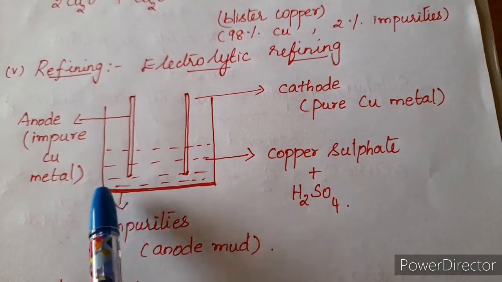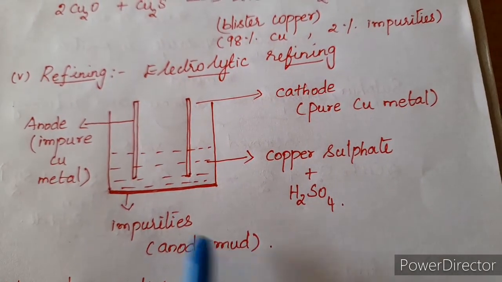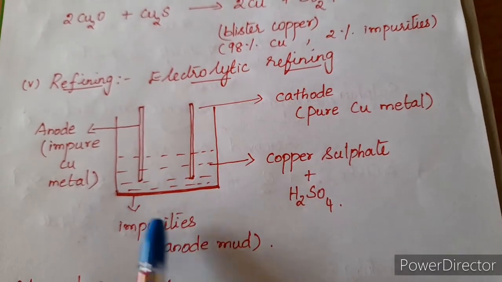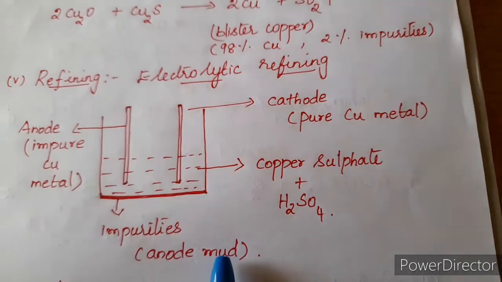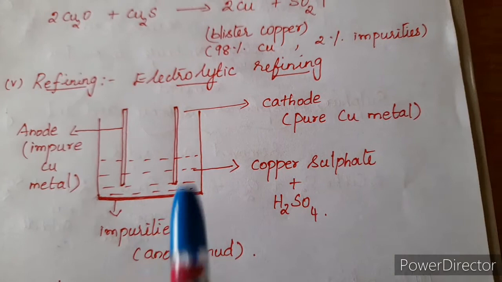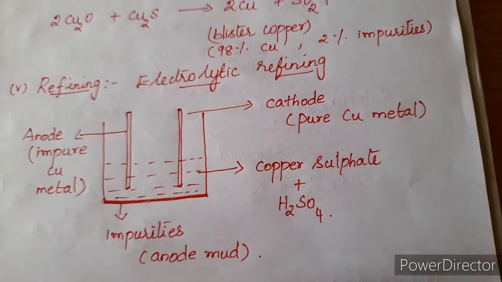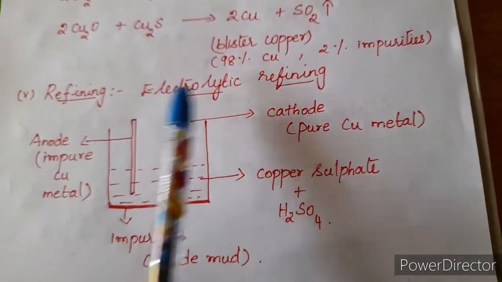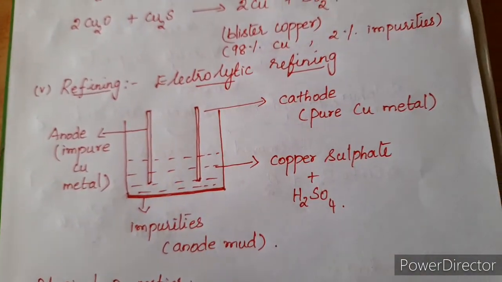Now what about the impurities? The impurities will settle at the bottom of the tank as anode mud, because the anode consists of impurities, isn't it? So all those impurities will settle at the bottom of the tank, and they are called the anode mud. So this is the extraction of copper. Now in the extraction of copper we saw the concentration of the ore, roasting, smelting, and the next one is Bessemerization. In Bessemerization you will get the blister copper, and the blister copper is refined using electrolytic refining, and you will get the pure copper that is deposited at the cathode.